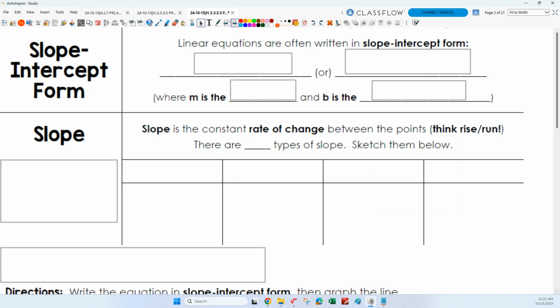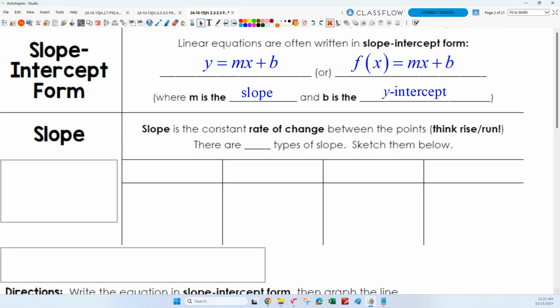Okay, let's move on to the next form, slope-intercept form. This is the one everybody knows. What is slope-intercept form? There you go. y equals mx plus b. Very good. Okay. What's the meaning of m? Slope. Yes. What's the meaning of b? The y-intercept. And if we wanted to, we could write that in function notation.